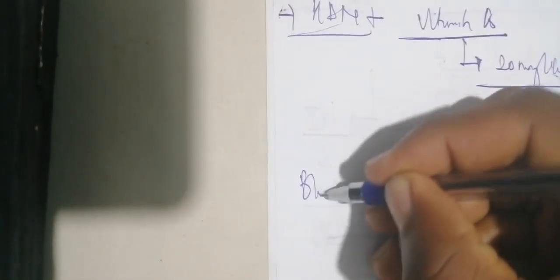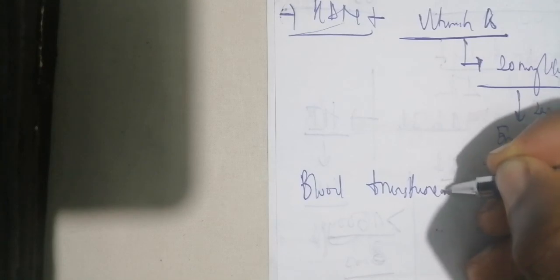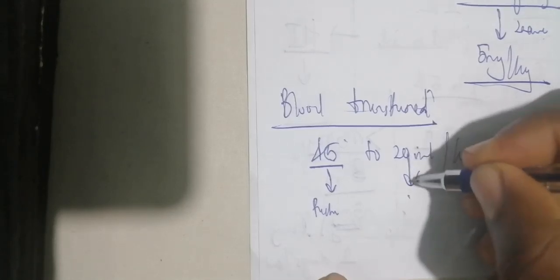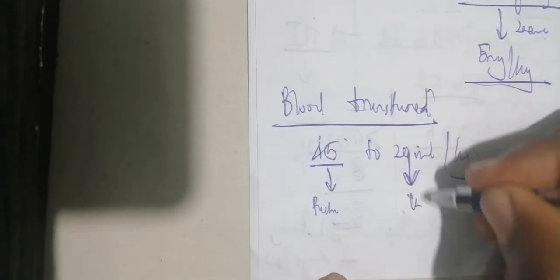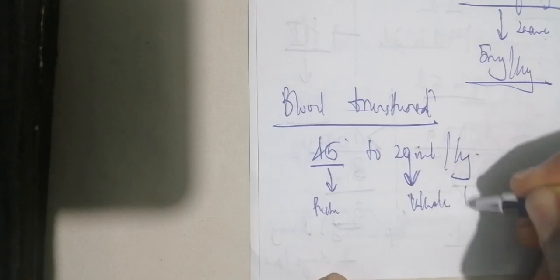For blood transfusion, you need to know that there is a formula in order to transfuse blood. Generally, in term neonates, the formula for transfusion of blood is 15 to 20 mils per kilogram. 15 mils is when you have packed red blood cells, and 20 mils is when you have whole blood. Is it clear?